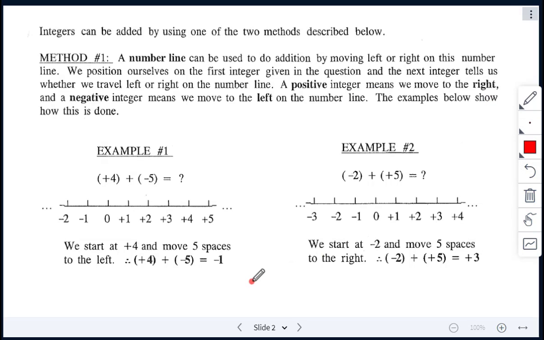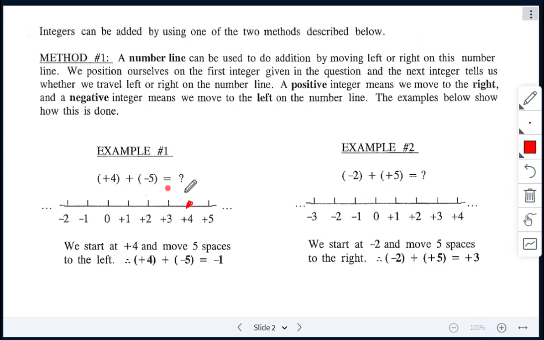All right, so you're going to position yourself on the first integer. So the first integer is positive 4. So you're just going to position yourself here at positive 4. Okay, and then the next integer is going to tell us whether we are traveling left or right on the number line. So a positive integer means you're moving to the right. Okay, so positive integer means we move to the right.